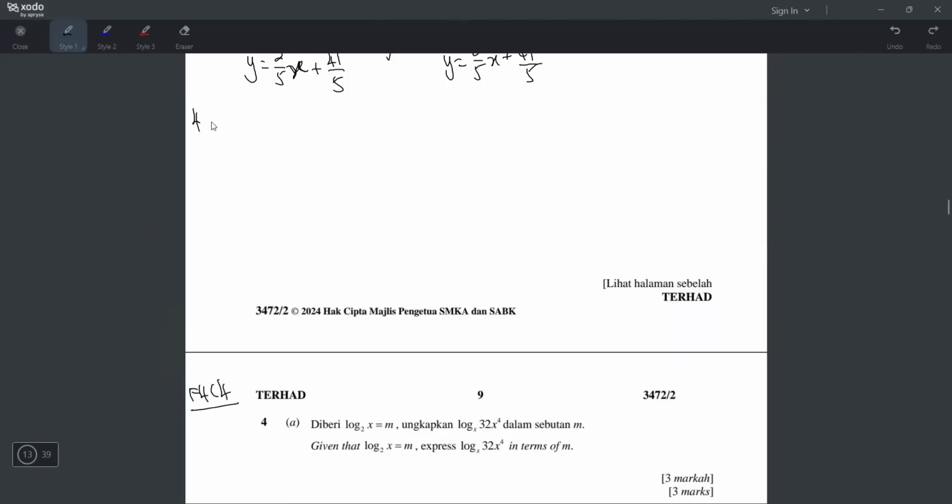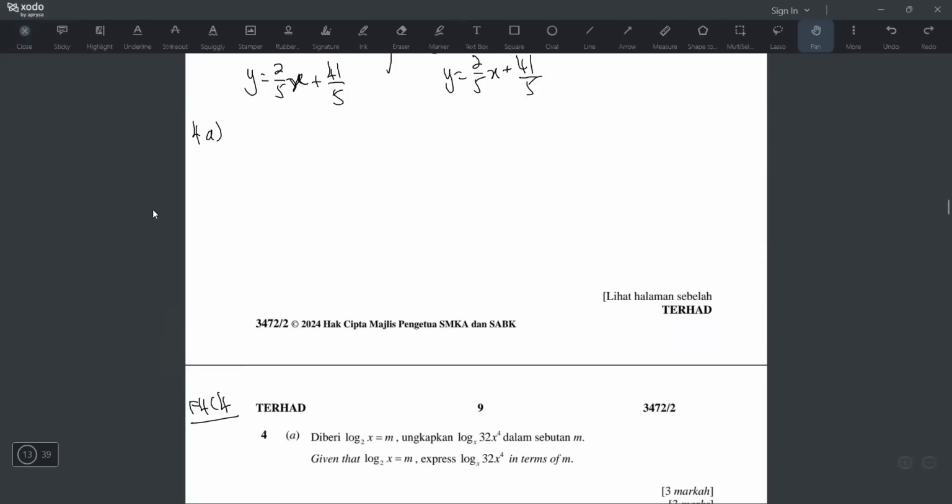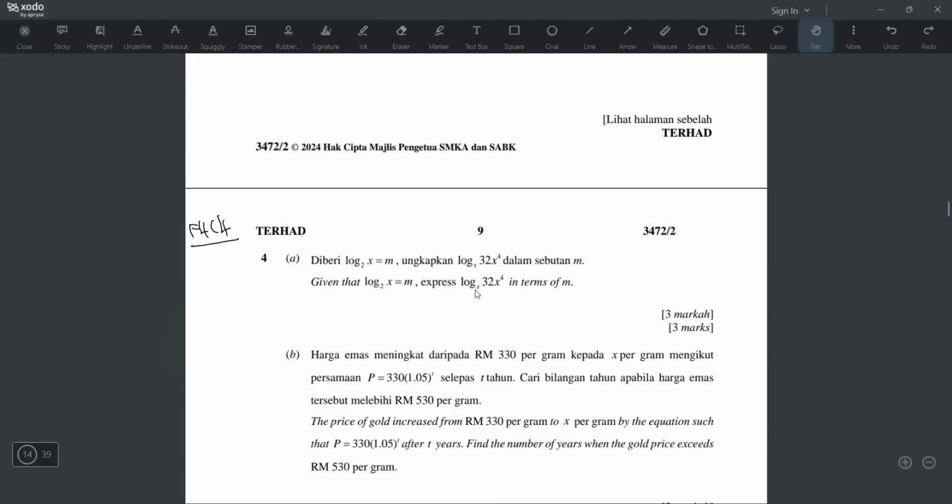First step is to change base. Because when we do indices or log questions, step number 1 is always to check the base. And if the base is not the same, you cannot do anything. So the first step is to change to the same base.